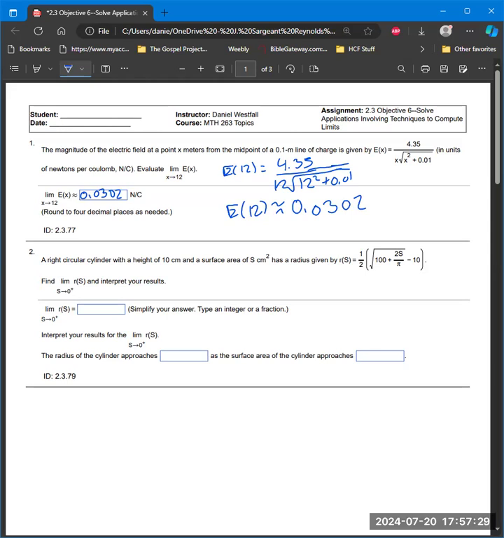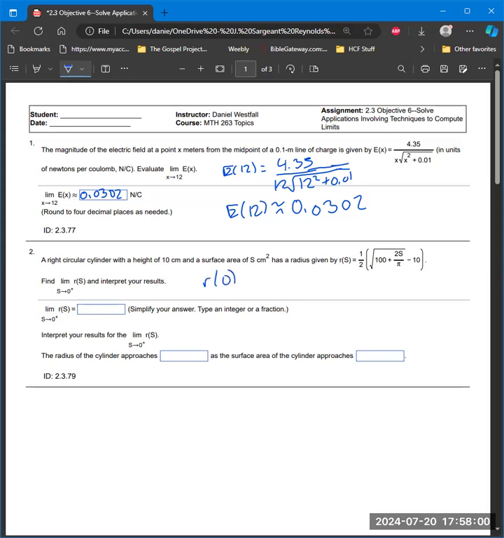A right circular cylinder with a height of 10 centimeters and a surface area of S square centimeters has a radius given by R of S is equal to 1/2 of the quantity square root of 100 plus 2s over pi, close that square root, minus 10. Find the limit as s approaches 0 from the right of R of S. So we should be able to stick 0 in there.